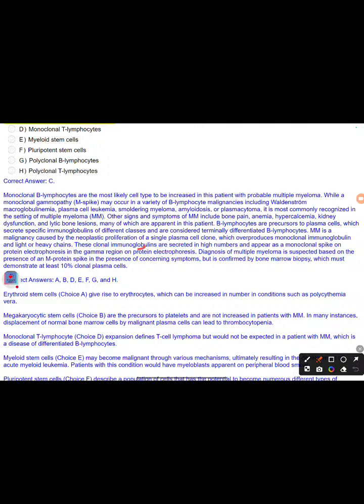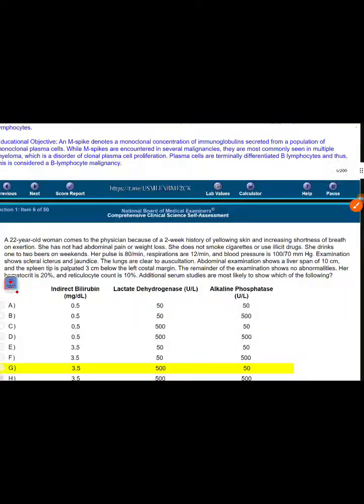High numbers of immunoglobulins are there, so gamma is raised in electrophoresis. Multiple myeloma is suspected based on the presence of an M protein spike in the presence of concerning symptoms, but it is confirmed by bone marrow biopsy, which demonstrates at least 10% clonal plasma cells.